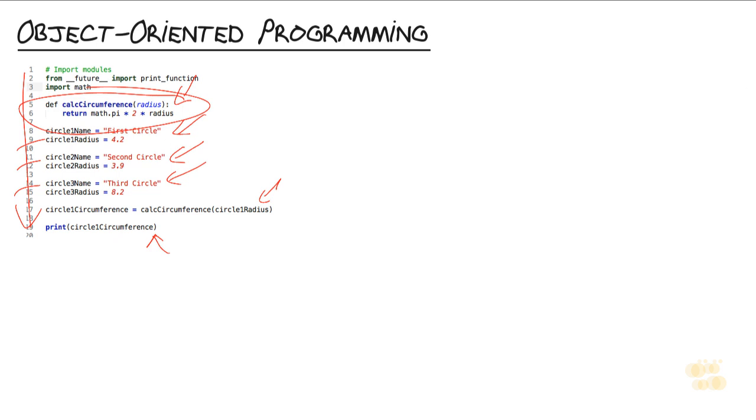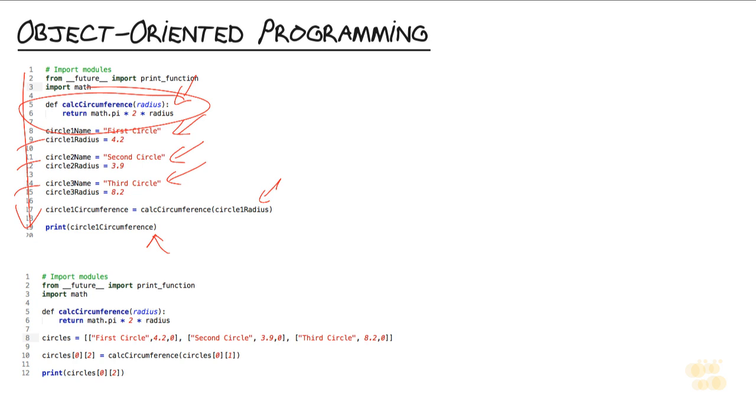So if you're clever, you might say, well, we could use a collection. We can use a list of items to create our circles. And that's what I've done down here. Exact same thing I was doing above, except now I've got my circles defined inside of this list. In fact, each circle is a list of data values. First circle, 4.2, and then a 0. That's my placeholder for my circumference. And then below that, I do my calculation and my print.